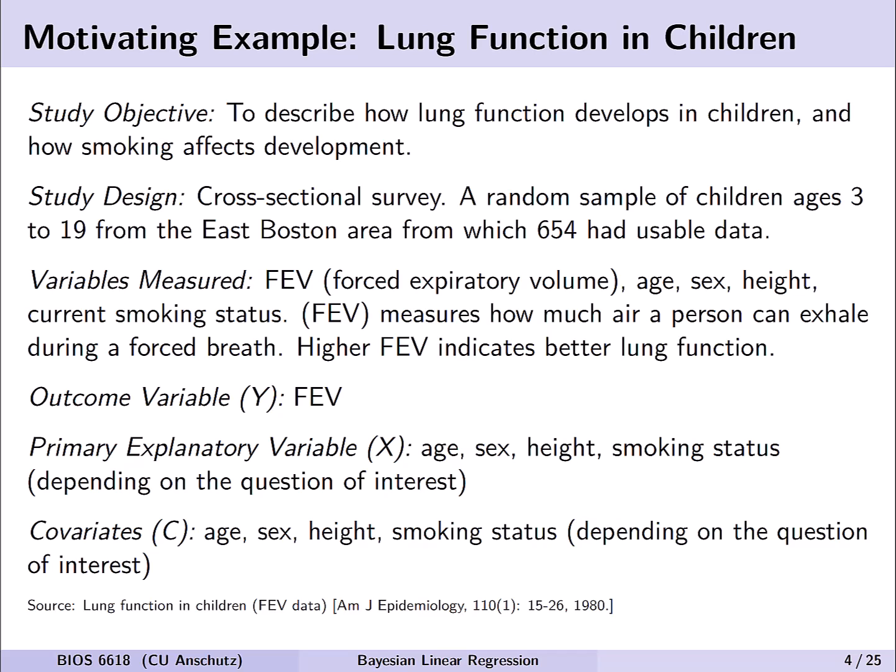Now, we're using this lung function in children data set that we've followed along for various lectures in the past. Just as a reminder, the objective of this study was to describe how lung function develops in children and how smoking may affect that development. The design of the study was a cross-sectional survey of a random sample of children who were aged 3 to 19 in East Boston, of which 654 had usable data. There are many variables measured here in this data set, but we're going to focus primarily on the outcome of FEV, and today we'll focus on age and smoking status to reflect our previous multiple linear regression lecture.